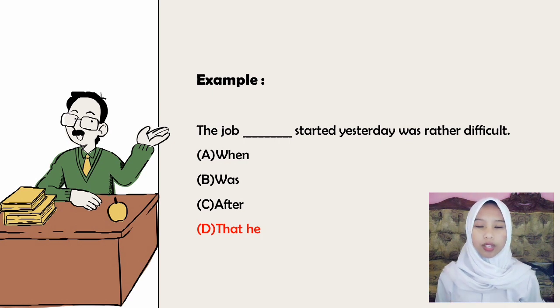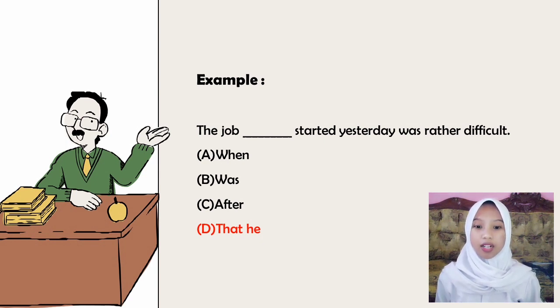You should notice quickly that there are two clauses. Job is the subject of the verb was, and the verb started needs a subject. Because there are two clauses, we need a connector. So the sentence needs a connector and a subject. Answers A and C have connectors, but there is no subject, so these answers are incorrect. Answer B, was, is not a connector and there is no subject, so answer B is incorrect.